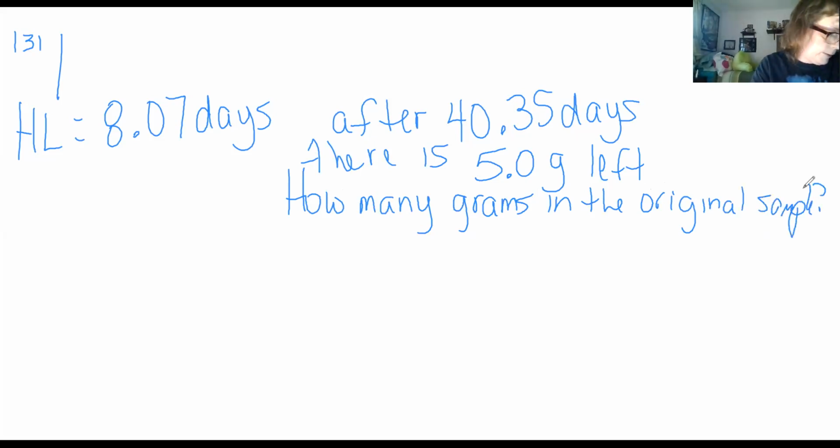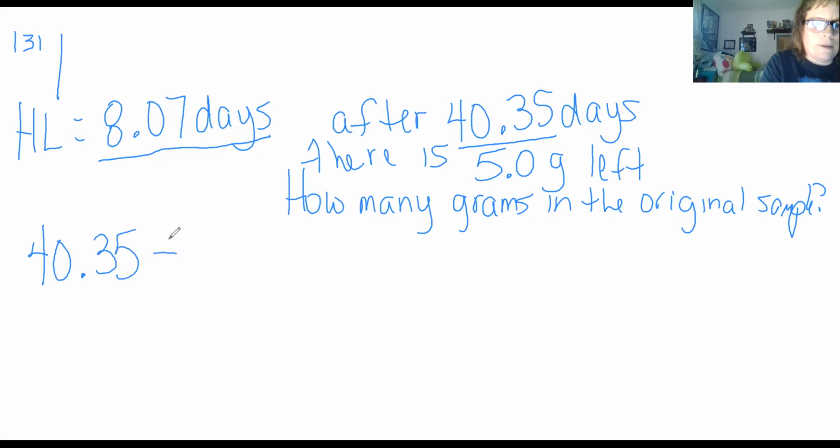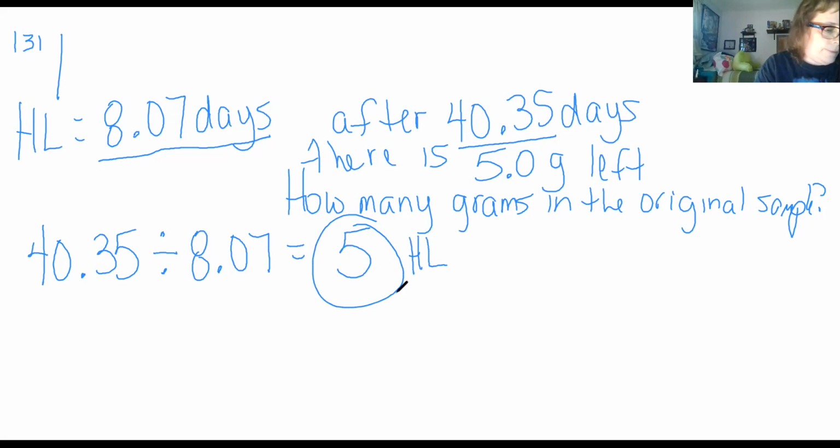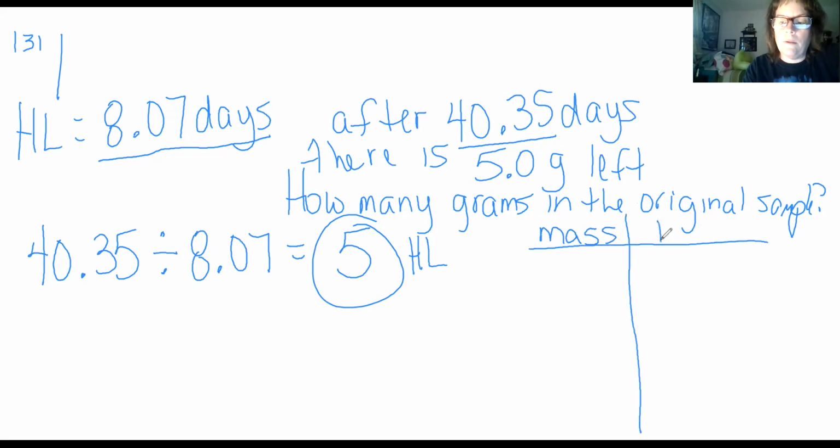All right, so again, let's figure out how many half-lives have gone by. Our half-life is 8.07, and we know that 40.35 days have gone by. So you're just going to divide your total number of days by the half-life. When you plug that into your calculator, it's going to come out as 5. It's 5 half-lives. We set up our chart. If you have a better way of doing this, this is just a way to keep me straight. 0, 1, 2, 3, 4, 5.